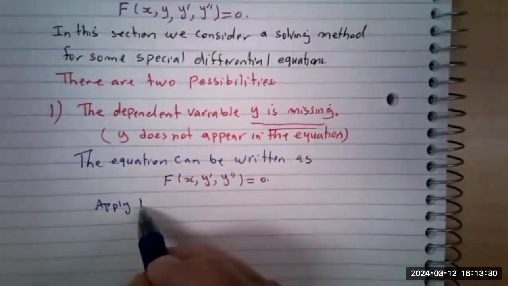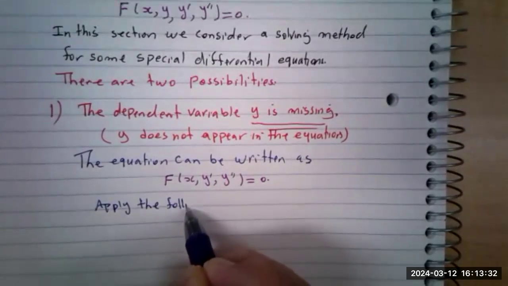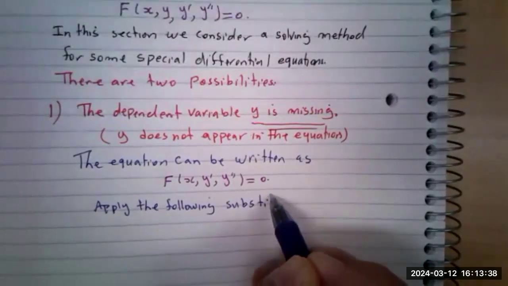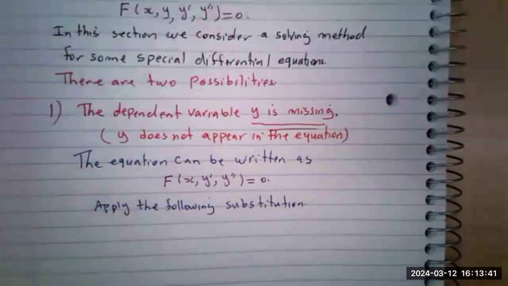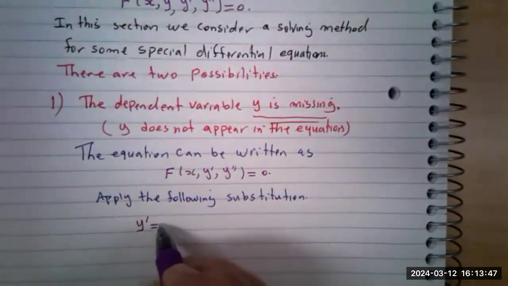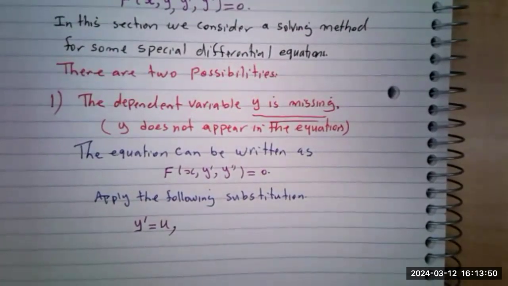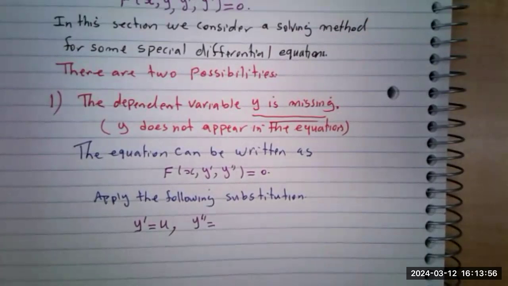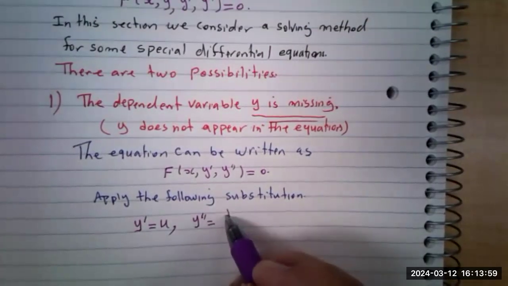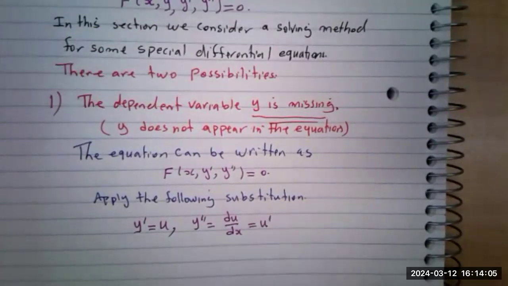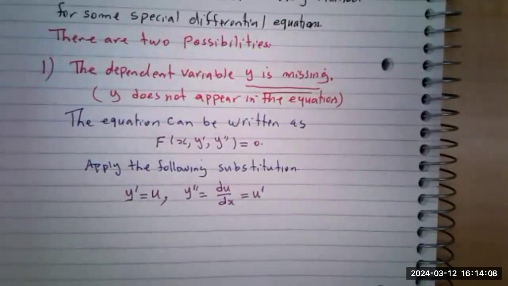So in this case, we're going to apply the following substitution. The substitution that we're going to use is this: we take y prime to be equal to u. And y double prime would be the derivative of u with respect to x. It's going to be du over dx, that we call u prime. So all the differentiations are with respect to x. All of them will be with respect to x.